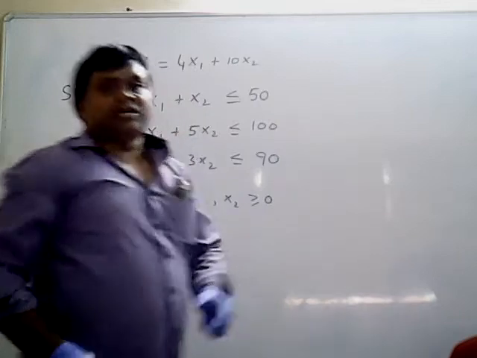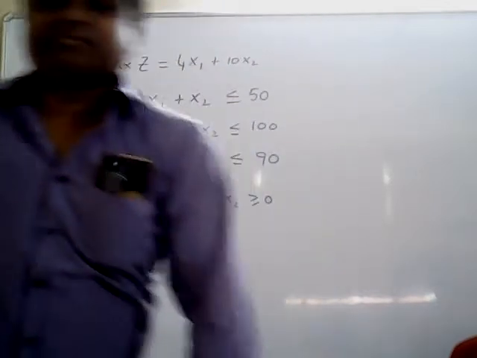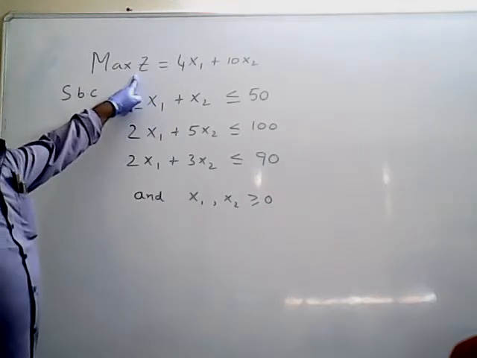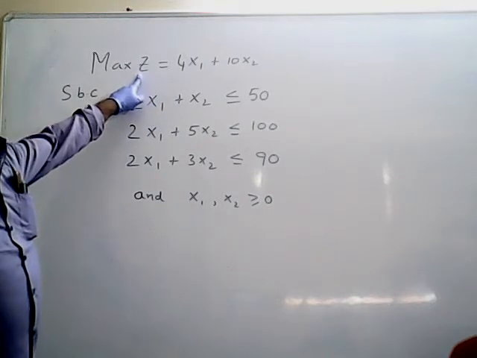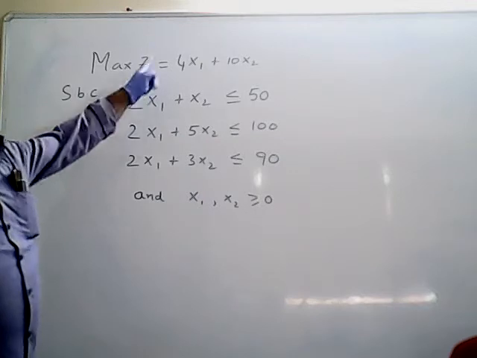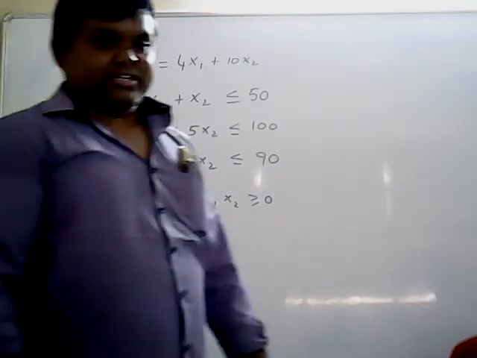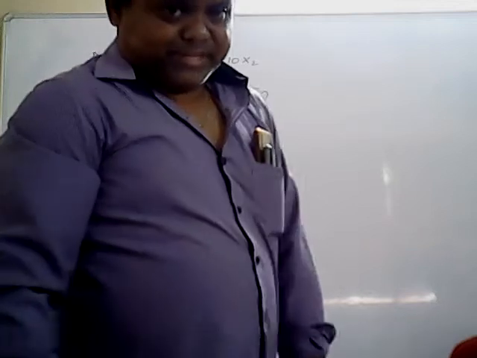I think all of you understood what is the step number one in simplex method. What is step number one? Check your objective function is maximization or minimization. If it is maximization, ignore step number one. If it is minimization, then convert minimization to maximization by using that relation. What is that? Maximum z star equal to minus minimum z.